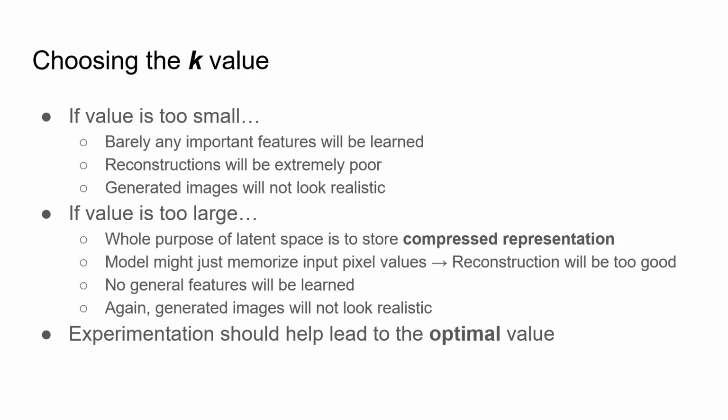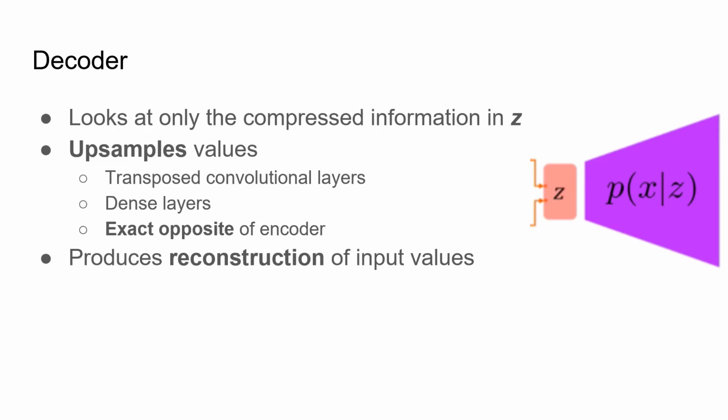If your reconstructions are too accurate, that may be a sign of a large k value, because values are just being memorized from the input image x. Although the reconstructions might be good in this case, the generated images will still not be recognizable. And the key is to get just the right value for k, so that there's enough space to store important features while still forcing the model to learn general image features and not memorizing pixel values. So some experimentation may be required to find that optimal k value. Now let's take a look at the decoder. We already know how to get to the latent vector z.